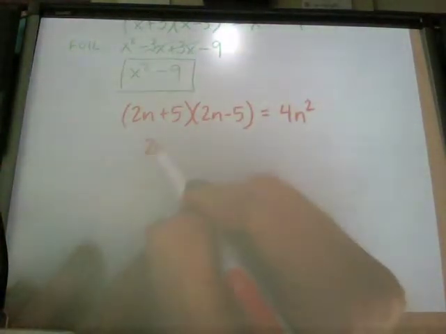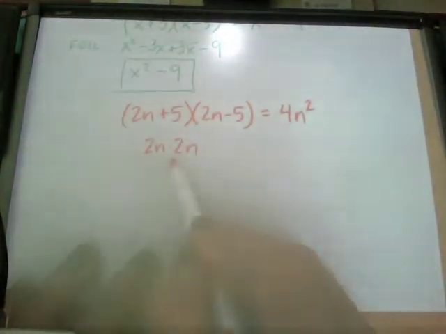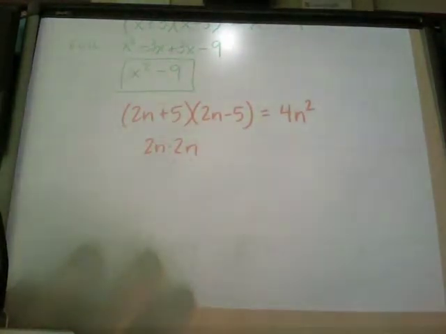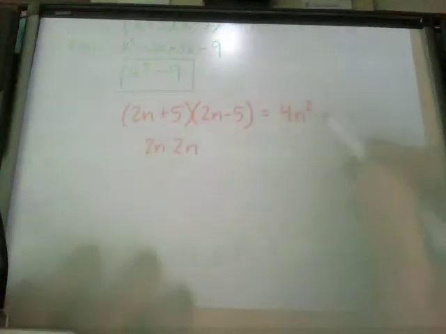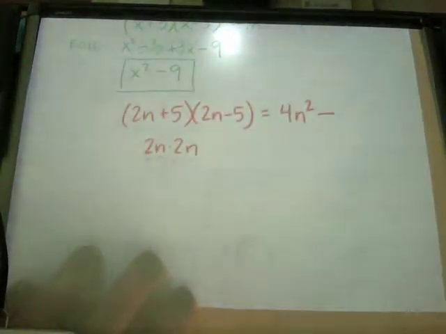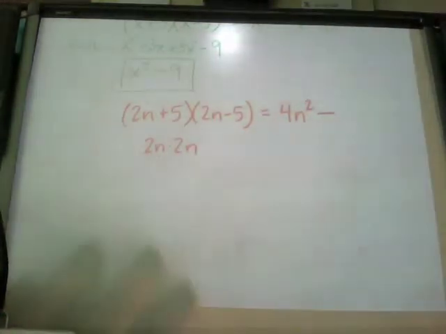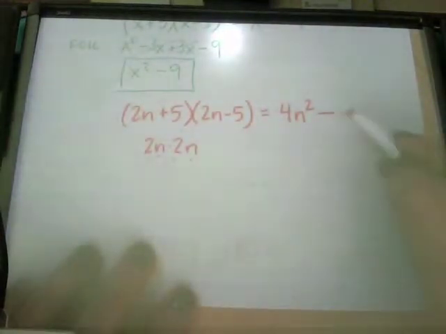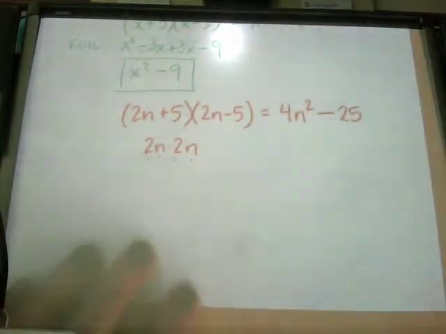Right? Think about it. 2n times 2n. 2 times 2 is 4. n times n is n squared. It's always a minus. What's my b value in this problem? What term represents b, Izzy? The 5, and the pattern says I need to square that. 5 squared. Done.